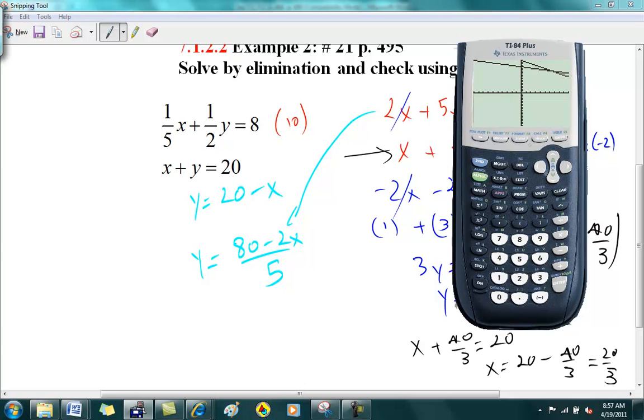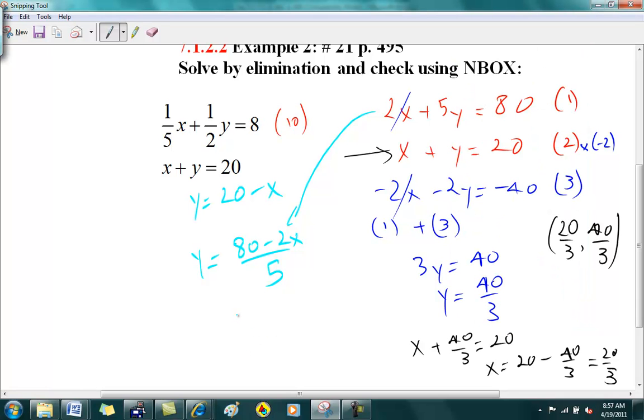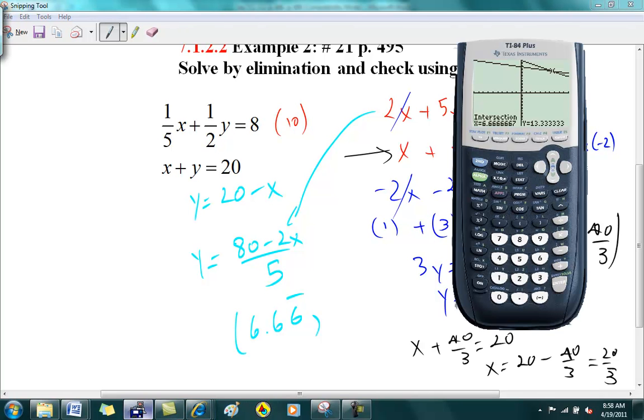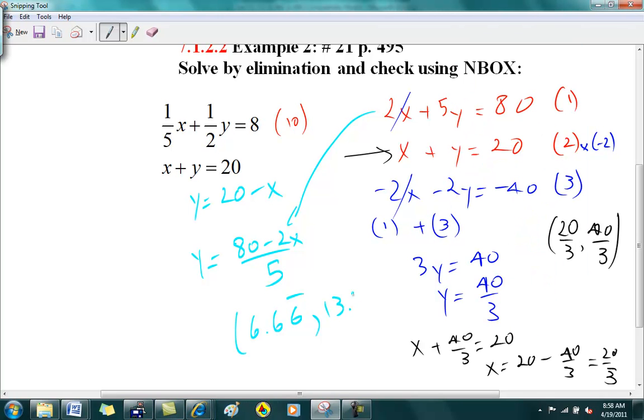We can do the same thing. We can go second calc, intersect number 5, move the cursor closer to where the intersection is, and that's good enough. Enter, enter again, enter, and here come your answers. Obviously your answers are going to be decimals. So x is 6.66, and y was 13.33, which is what we have here.